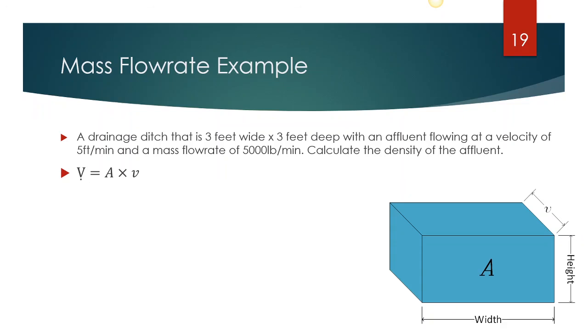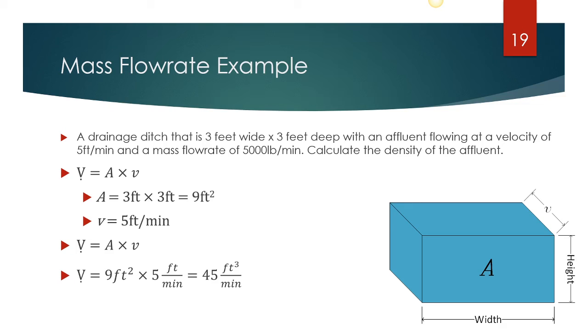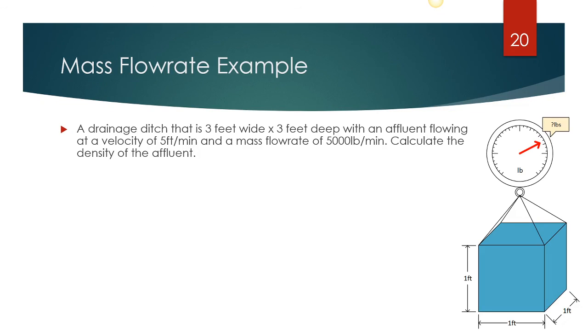Okay, so our volumetric flow rate is going to be our area times our velocity. So our area, again, is just height times, in this case, depth, which gives us 9 square feet. And our velocity is given at 5 feet per minute. So our volumetric flow rate is going to be 45 cubic feet per minute. Okay, but we want to calculate the density of this. So we're going to use that volumetric flow rate with the mass flow rate to figure out the density. So we have to transpose our mass flow rate formula to get rho on the left side, and our mass flow rate over our volumetric flow rate is going to equal our density.